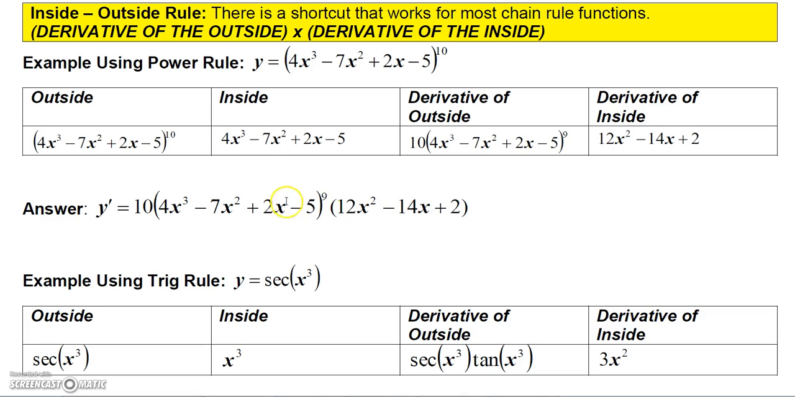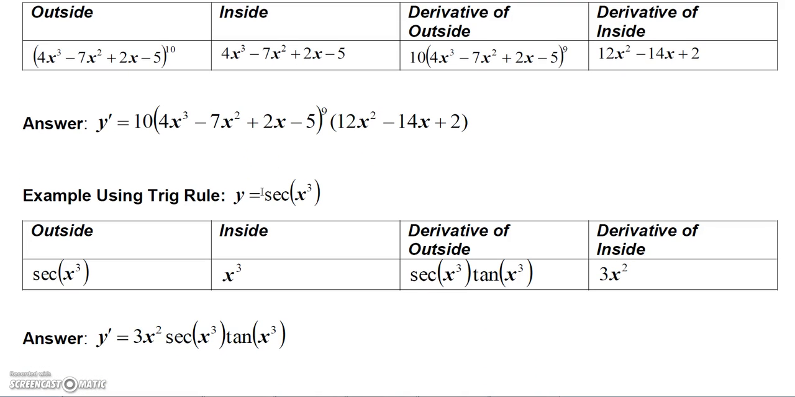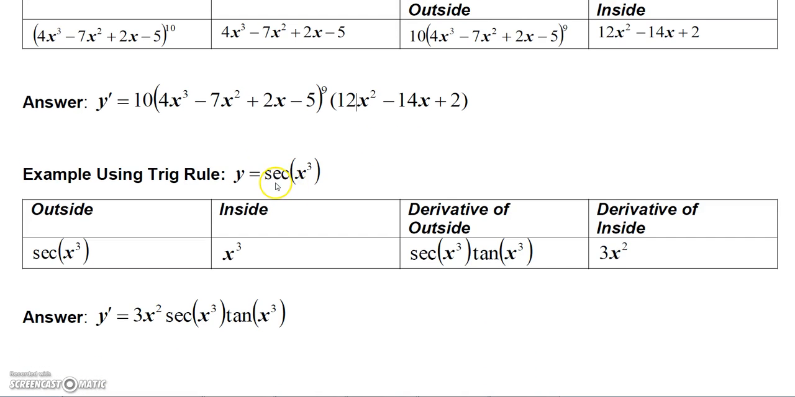And then another example here. This one is not a power rule, this is a trig rule. So in this one I would think, okay, the derivative of the outside would be the derivative of the secant.